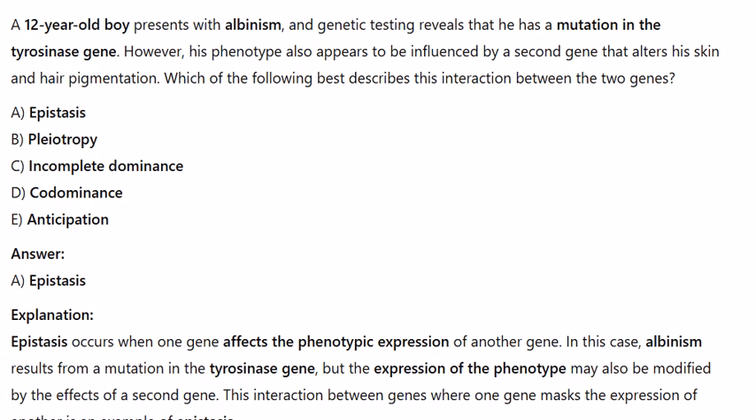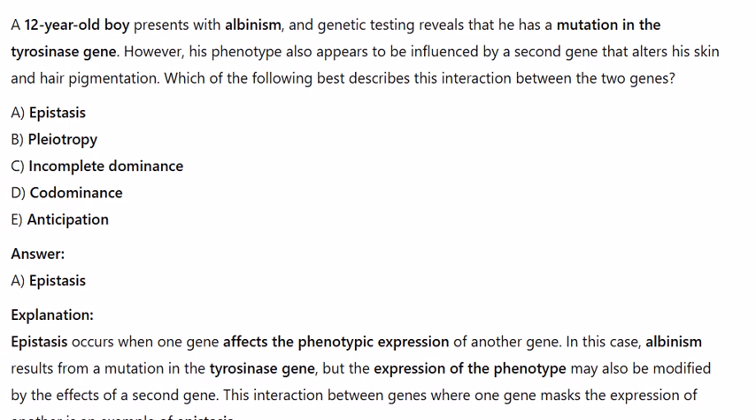A. Epistasis, B. Pleiotropy, C. Incomplete dominance, D. Codominance, E. Anticipation. Answer. Explanation. Epistasis occurs when one gene affects the phenotypic expression of another gene.